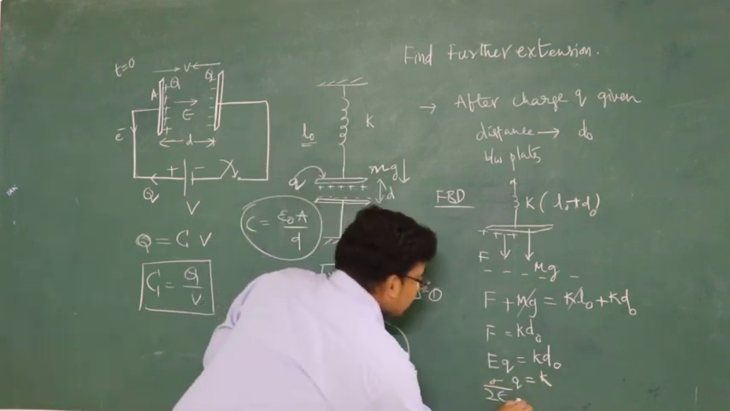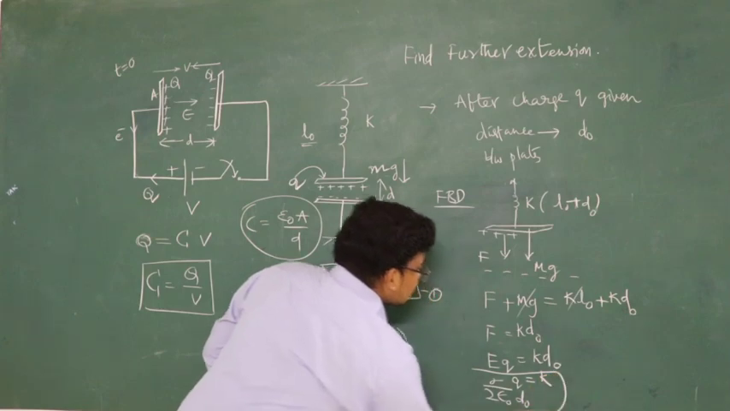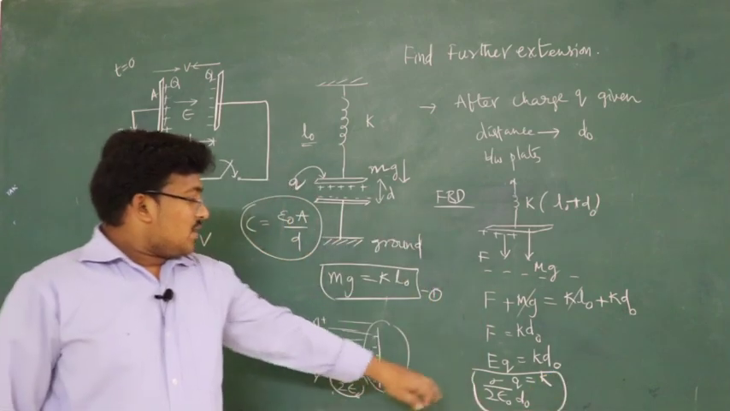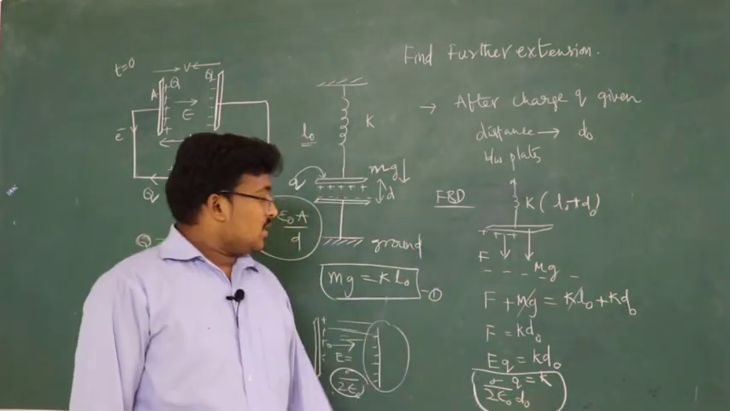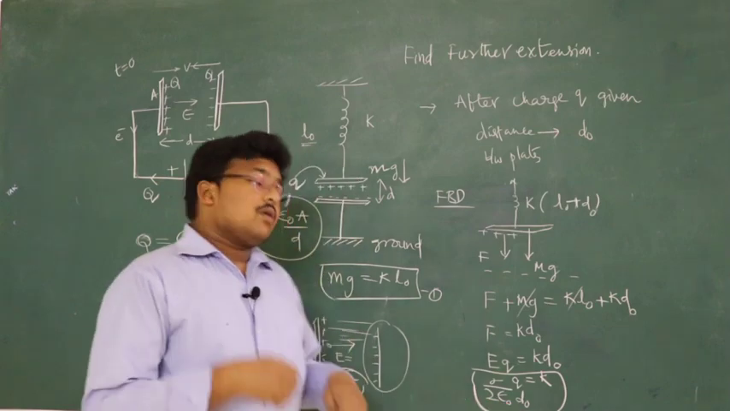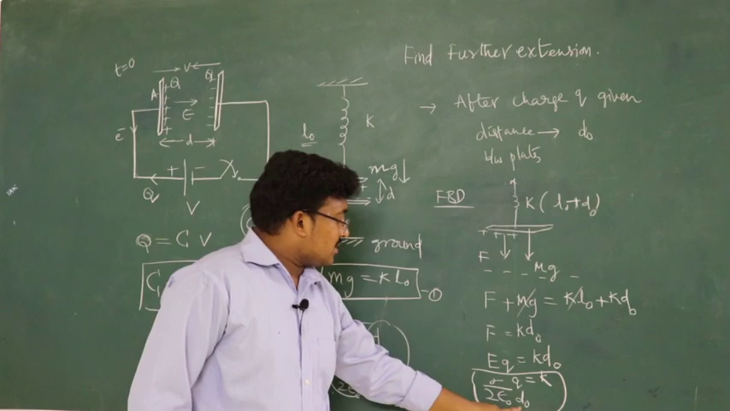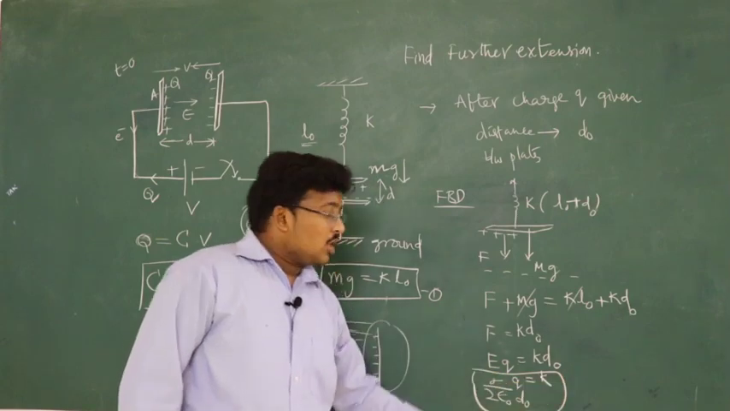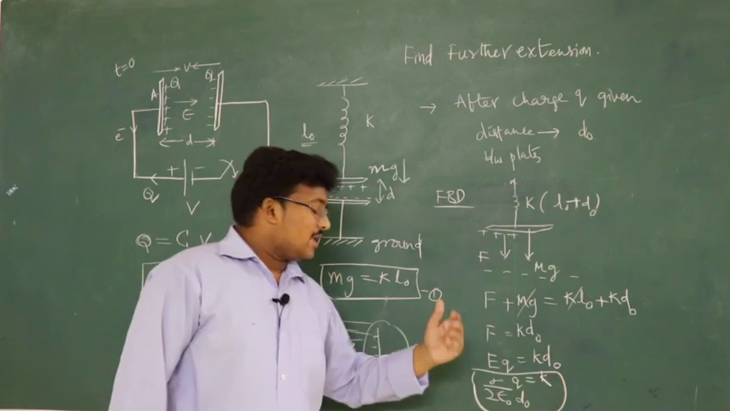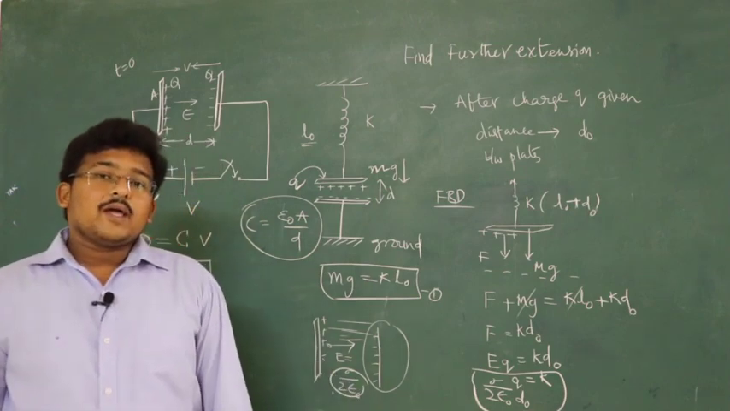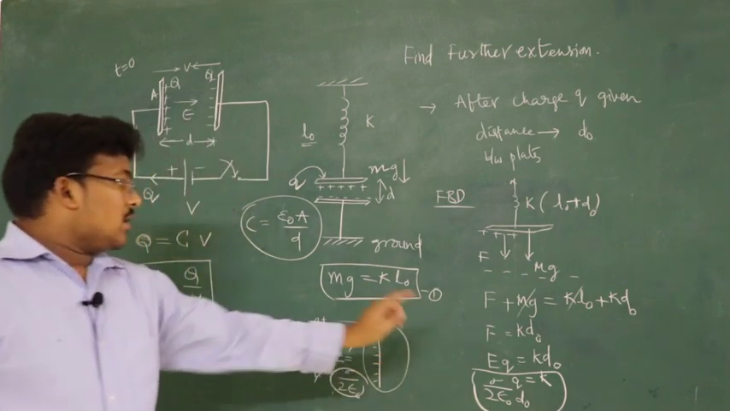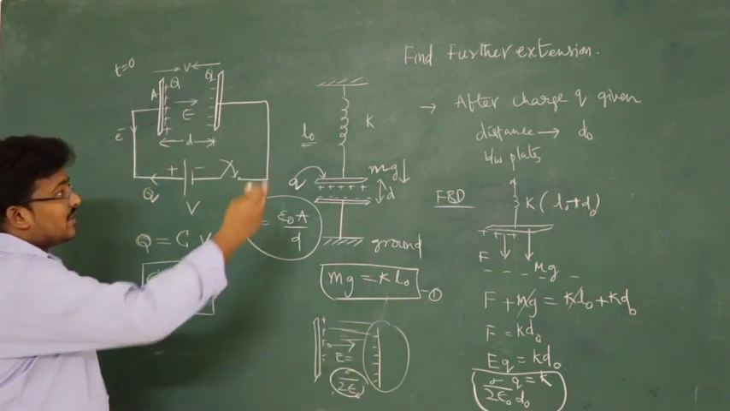This is how to find the further extension, d naught, which they are asking. So you can send d naught to one side and k down. If you know the spring constant value, then sigma into q by 2 epsilon naught k is equal to the further extension.